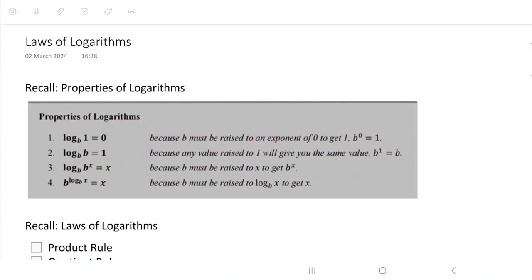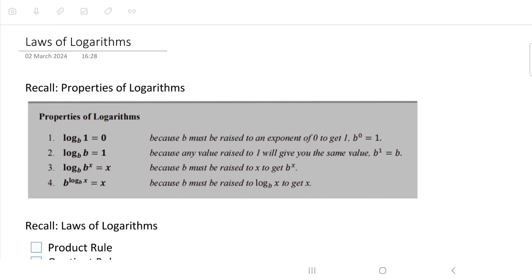In the past video, we have learned the different laws of logarithms. So for this one, we are going to use those different laws for us to solve different logarithmic expressions. But before that, let's recall the properties of our logarithms. So we have here the following properties.